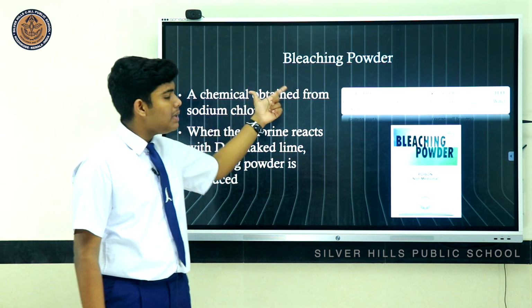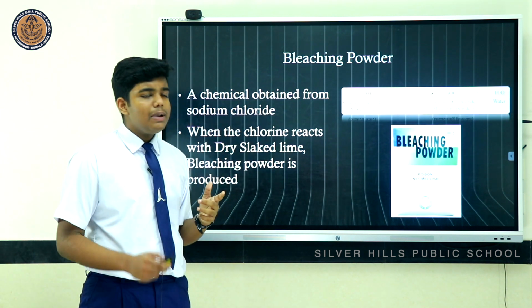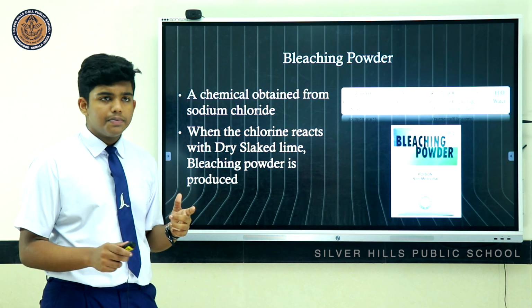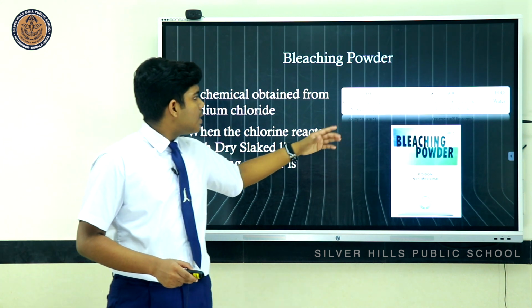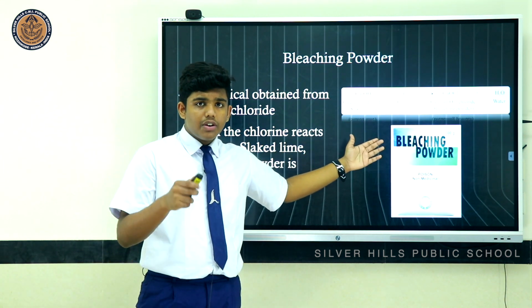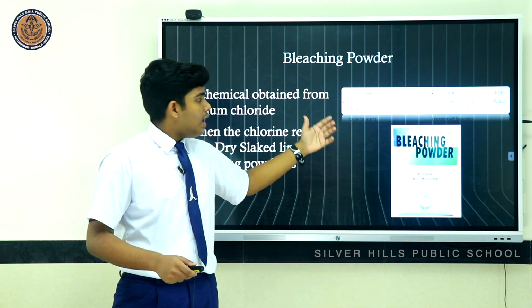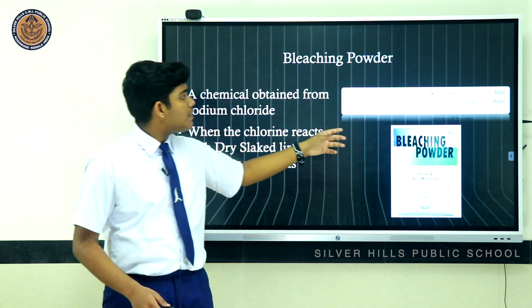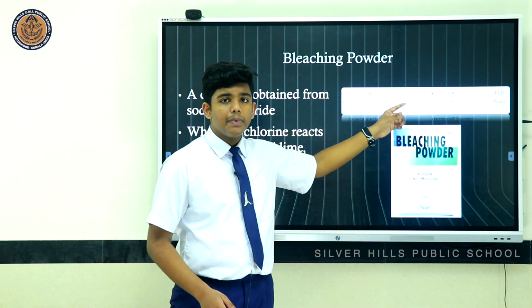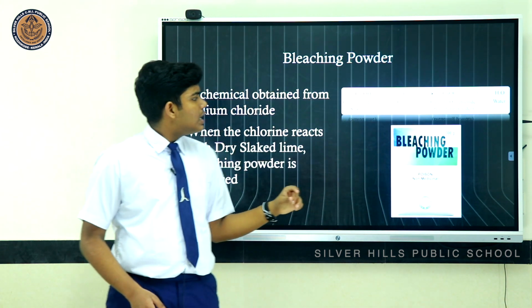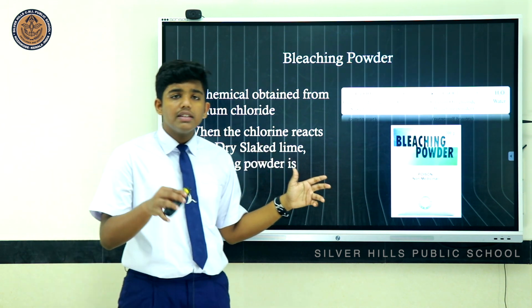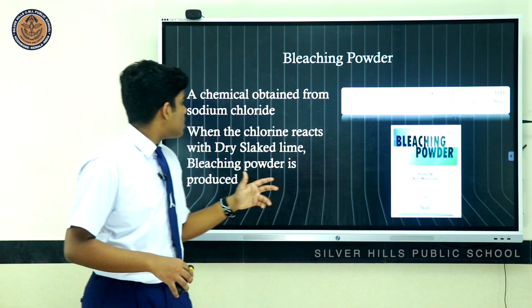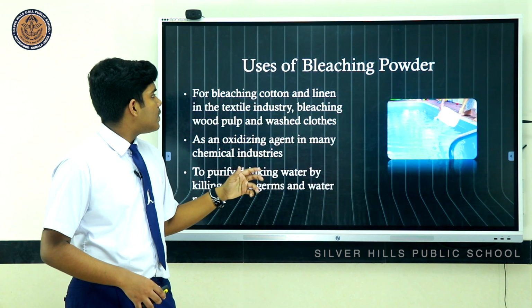Now, we have bleaching powder. Bleaching powder is a calcium salt. As you can see, the chlorine which is evolved from the electrolysis of brine is made to react with dry slaked lime, giving calcium oxychloride plus water. This process is called Hasen-Clever's process.